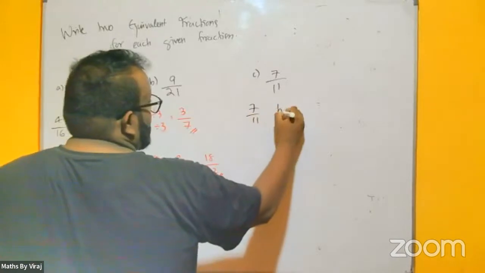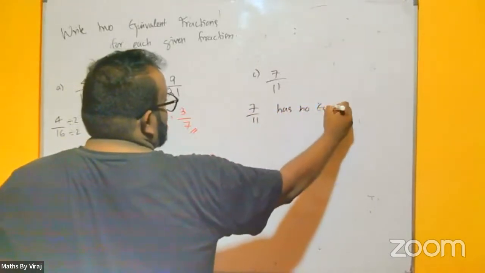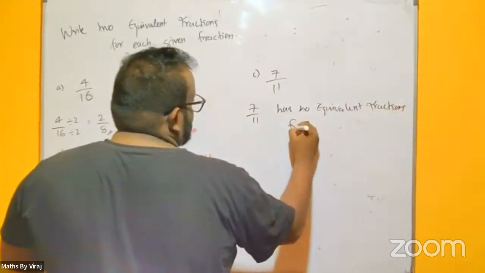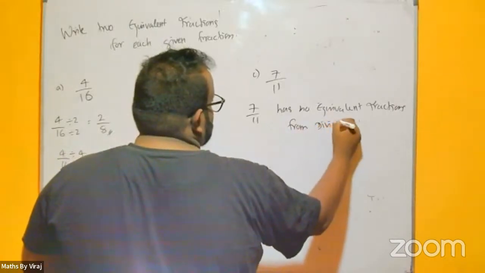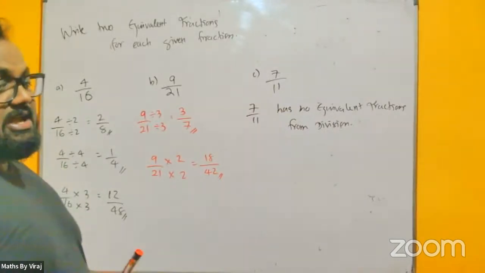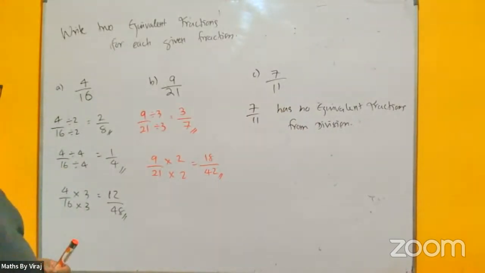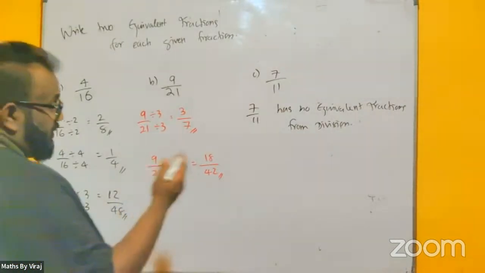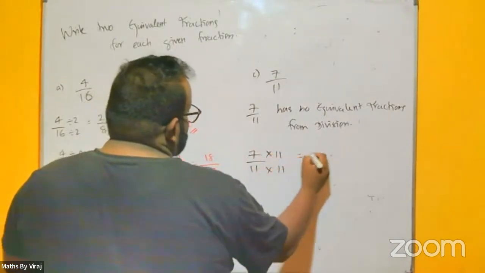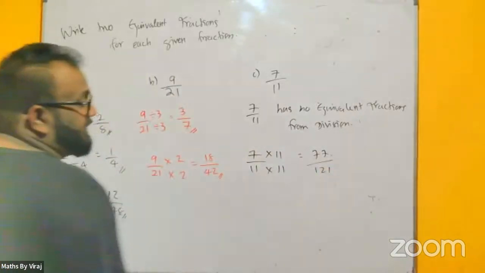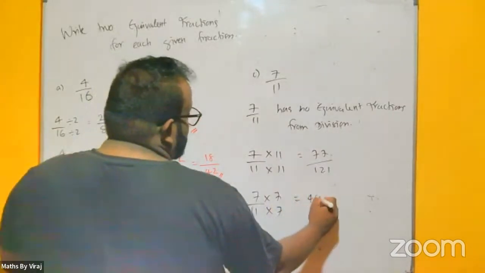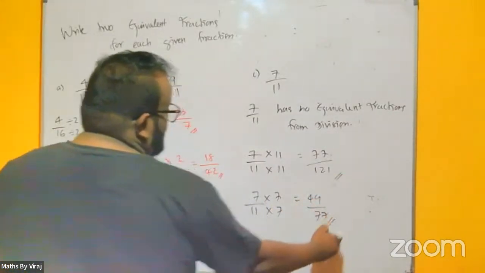7 over 11 has no equivalent fractions from division. Because why? 7 and 11 both are prime numbers. In such an instance, we cannot write equivalent fractions from division. But instead, I can multiply this by 11, 77 or 100, it doesn't matter. I can multiply this by 7.